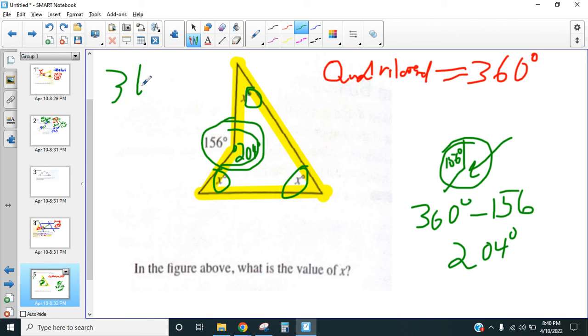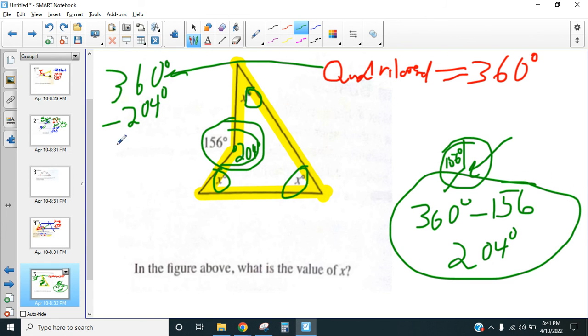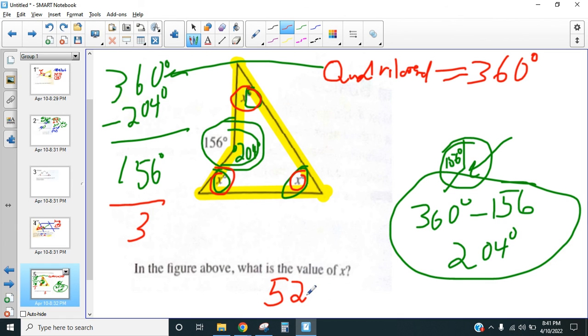So let's see what's left. 360 minus 204. Well, think about what we just did, right? We're using 360 because it's a quadrilateral, but we just did this. So that is 156, right? And if there's 156 degrees left in total for, again, these three x's, we can divide by 3. So x must be 52.